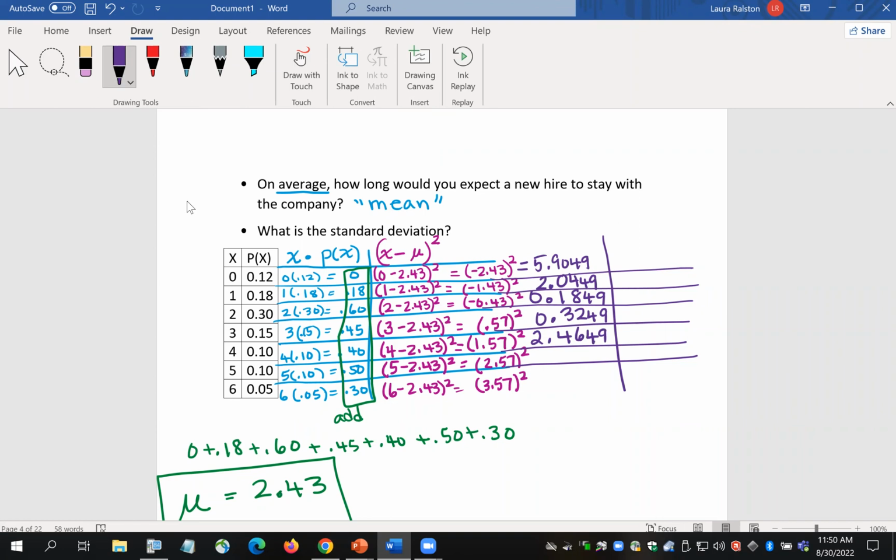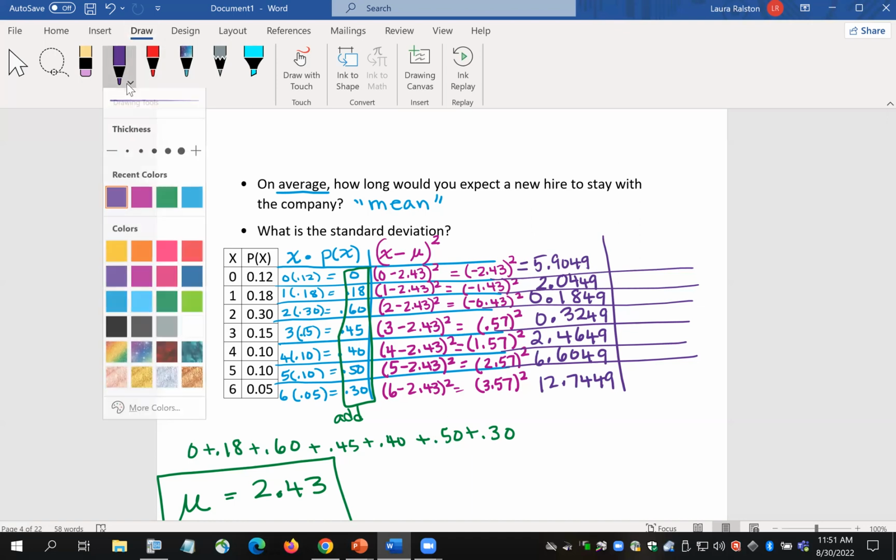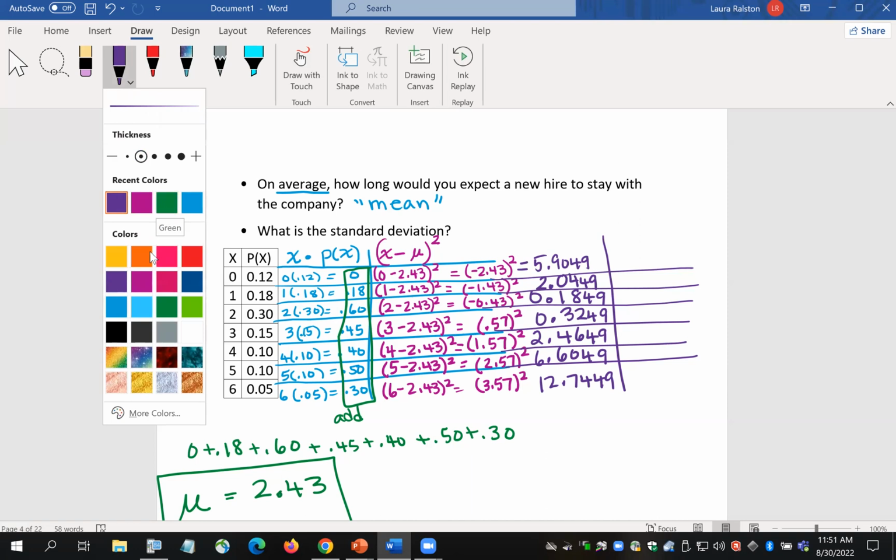2.57 squared is 6.6049, and 6 minus 2.43, the 3.57 squared is 12.7449. Okay, so did you get those numbers? Are we together now? Yes. Okay, good. All right. Then, whoo, I'm still not finished.